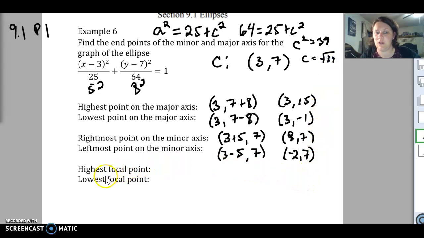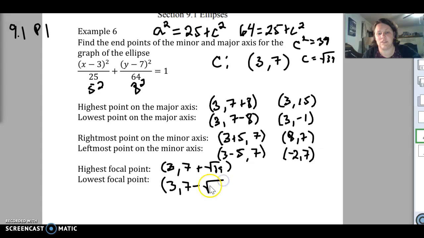So now to find where our focal points are, the focal points are always going to be on our major axis, which is going to be on the y in this case. So it's going to affect the y points of our center. So our highest focal point is going to be at (3, 7 plus the square root of 39), and then the point (3, 7 minus the square root of 39). Now if we were going to graph those, we would definitely want to figure out an estimation of the square root of 39, and then add that and subtract that from 7 so that we could graph it. But I do believe that MyOpenMath will accept that there for an answer.